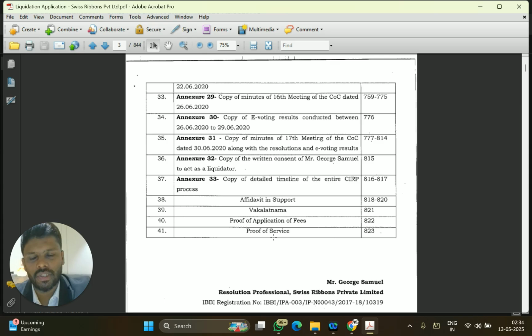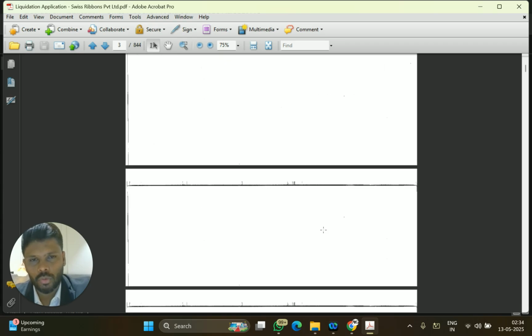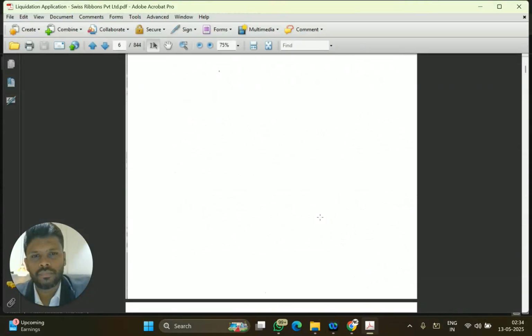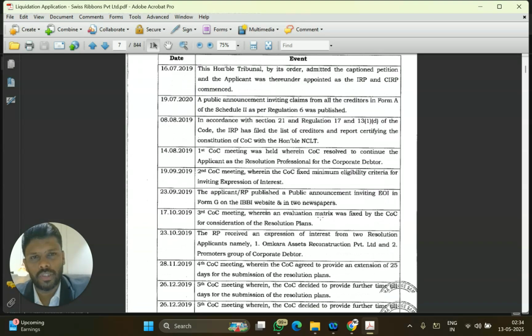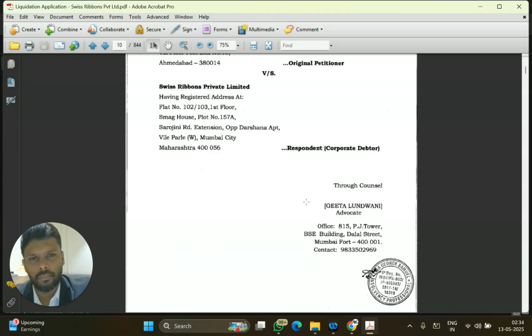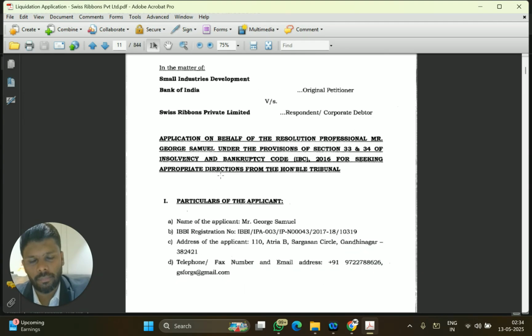Proof of service, in that sense, this liquidation application is not required to be served to any parties. As I said, this is an application which is only to be filed to NCLT single-handedly by the RP, but other applications require proof of service whether a response. So these are the synopsis, followed up with list of dates and events, then memo of parties, and then the main application.